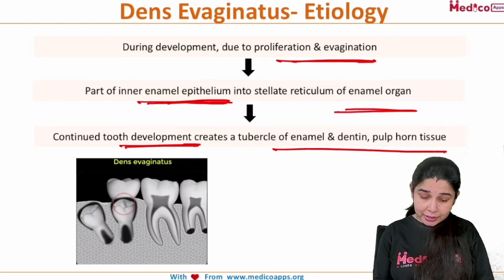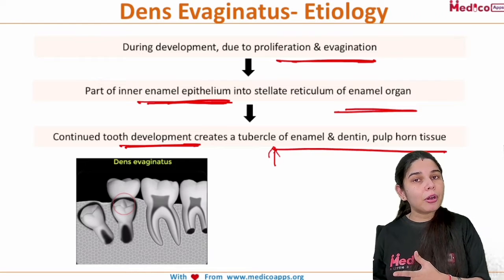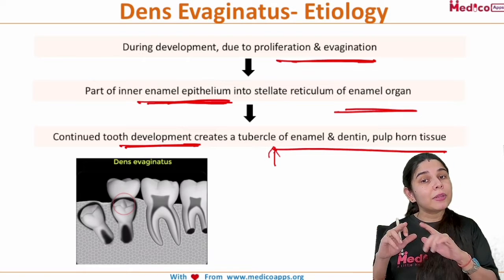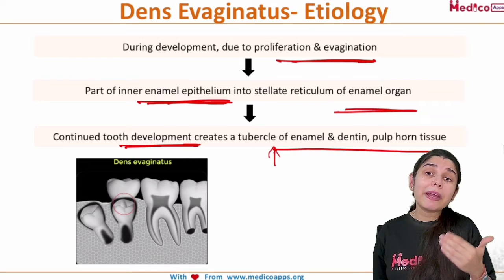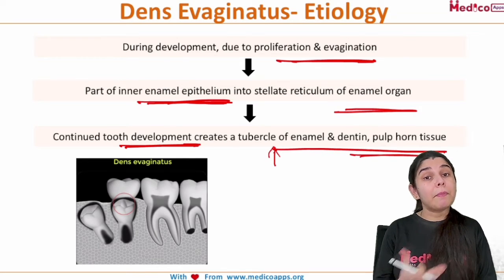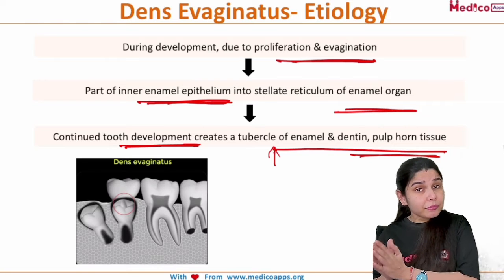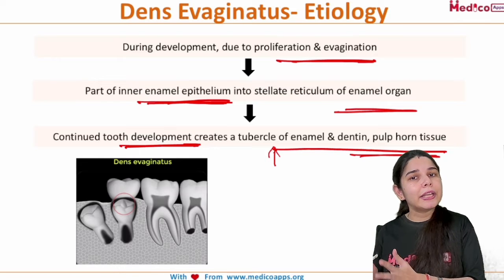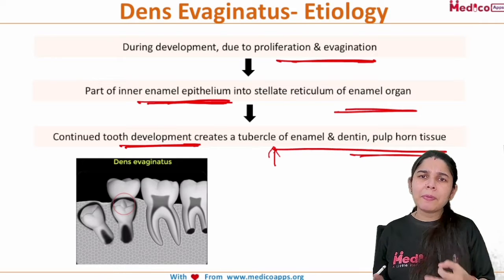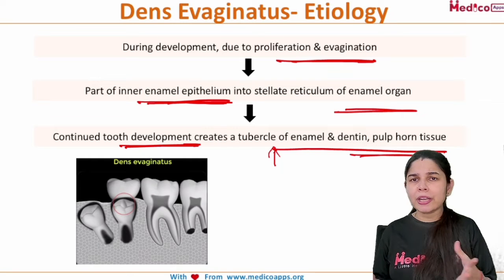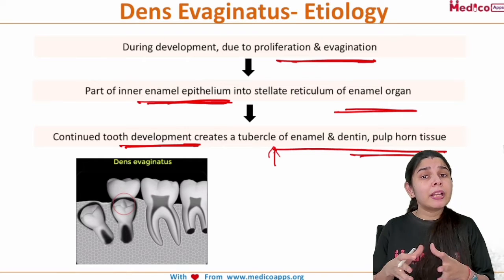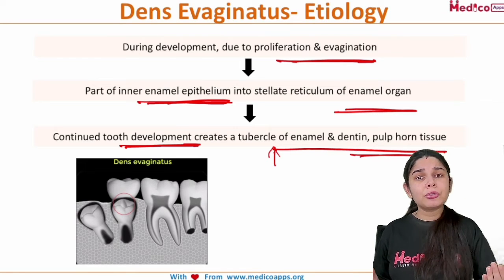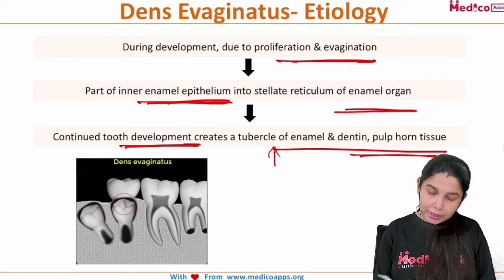Now what do you understand by this? A tubercle of enamel, dentin or pulp horn tissue means that, as I told you earlier, the tubercle is from the enamel surface, but sometimes it might even involve the dentin and the pulp tissue also. So the simplest answer is that due to proliferation and evagination, a part of the inner enamel epithelium is in the stellate reticulum of the enamel organ, and the tooth continues to develop, creating a tubercle on the surface of the tooth.